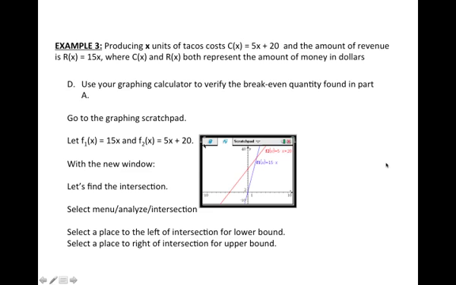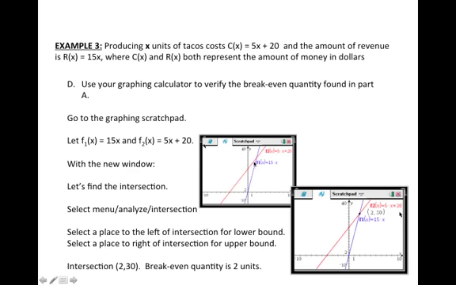So to find the point of intersection, I need to select Menu, Analyze, Intersection, and then select a place to the left of the intersection point when you are asked for the lower bound. And then you'll be prompted for the upper bound. Just arrow over to the right or scroll over to the right and then select a point to the right for the upper bound. That gives the calculator a lower x value and an upper x value to look for this little point of intersection. And then boom, it's going to give you the coordinates 2, 30.